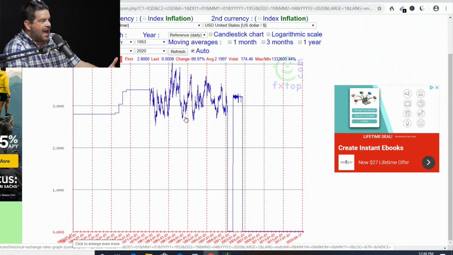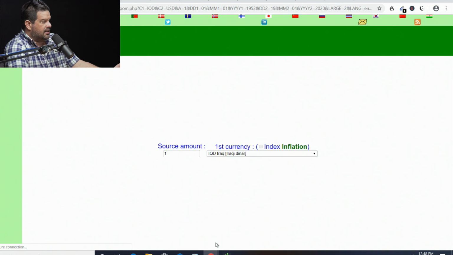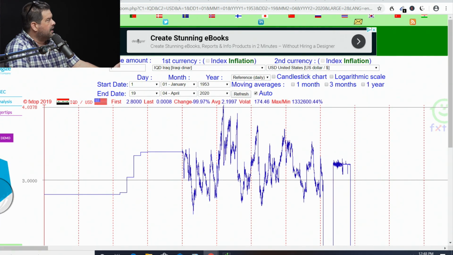It doesn't even go down when the sanctions are put in 1991. Right here in 1991, price doesn't go down. It stays up in this back and forth until we see right here in 2001 when price went down.